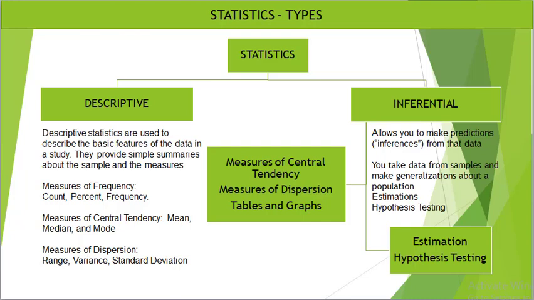It can be count, it can be percent, it can be frequency, it can be min, max, right? Percentiles. Those are the simple descriptives or simple stats about a set of data, which actually describes that set of data, or you can say basic features of the data in a study, right? And that is why it is called descriptive statistics. Let's talk about the measures of frequency. Count, percent, frequency, these are the measures of frequency.